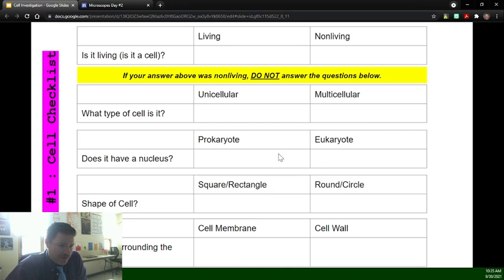If it is living, though, you'll have to go through and do all of our other things, our unicellular, multicellular, prokaryote, eukaryote, square, round, membrane, wall. Remember, for our unicellulars, those would be things that are kind of separated out from each other that doesn't look like they connect really to it. And the multicellular stuff would be if things are clumped together, and there's a lot of them too there.